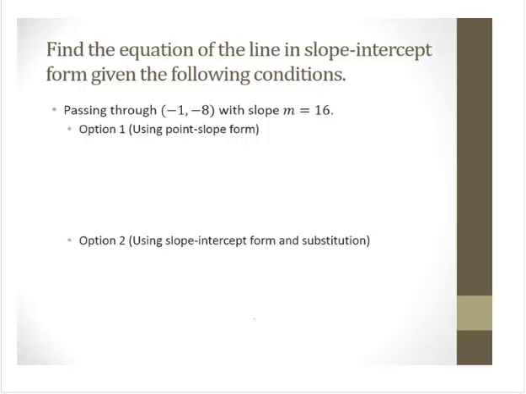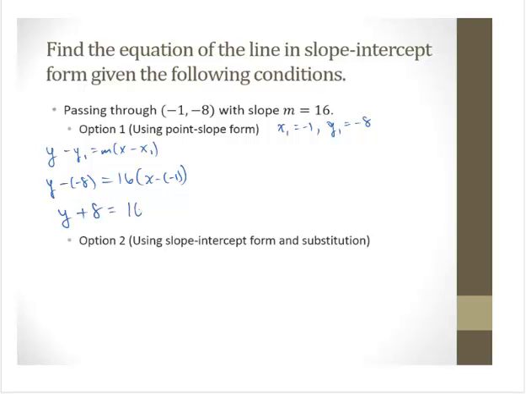So here's the first option, using the point-slope form. So using the point-slope form, we have the m value. My x1 is -1 and my y1 is -8. So recall that the point-slope form is y minus y1 is m by x minus x1. So I would have y minus negative 8 is 16 by x minus negative 1. Now it's usually easier before we do any solving to simplify, especially if we have those minus negatives. So I'll write y plus 8 is 16 by x plus 1.